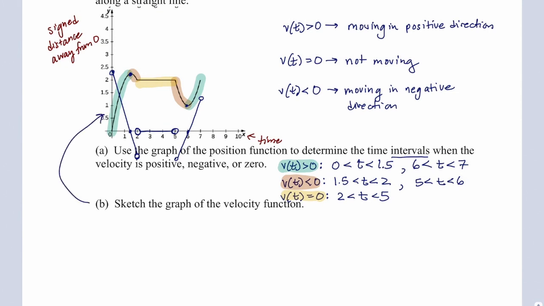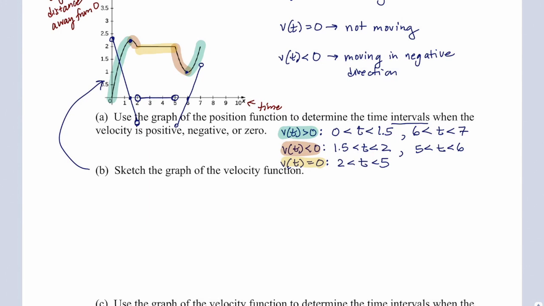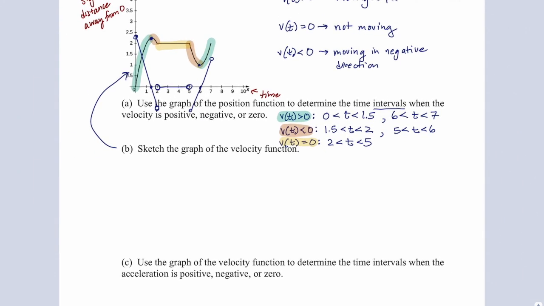in blue there. And then it says use the graph of the velocity function to determine the time intervals when the acceleration is positive, negative, or 0. Right? And so what we want to remember is acceleration is the derivative of velocity. Right? So we would track the slope of the velocity graph.